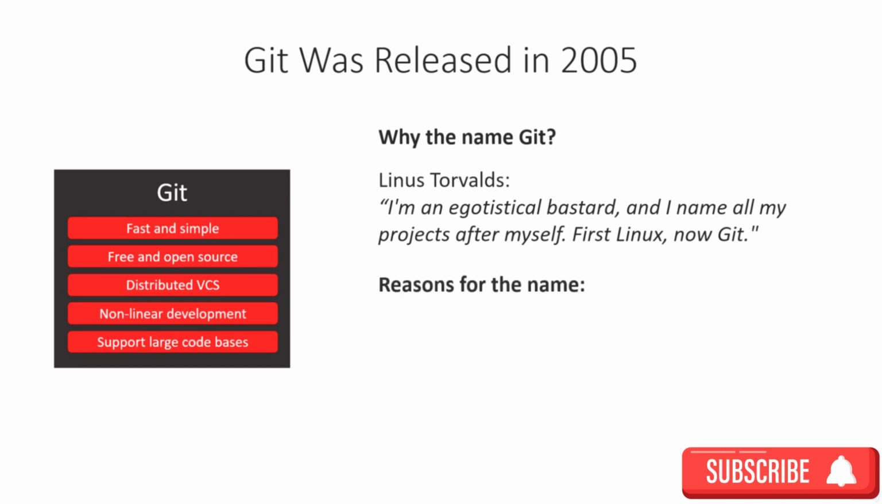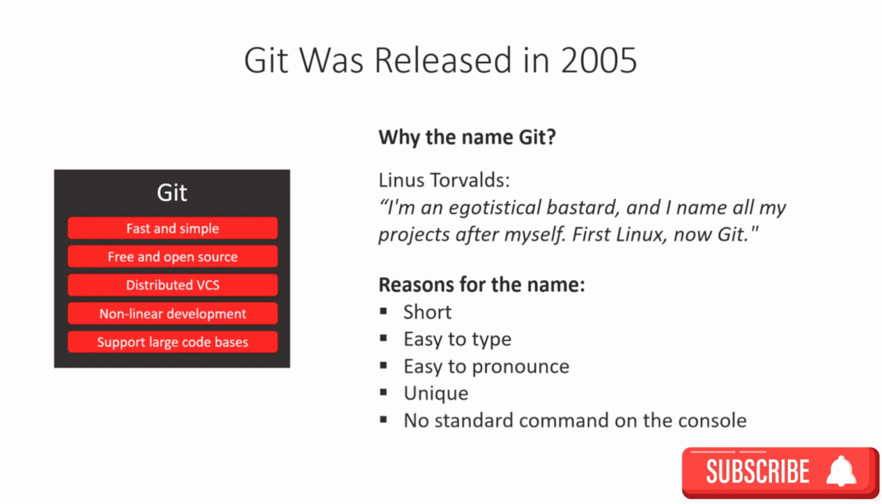But actually, there were some really important reasons for the name. It is short and it is very easy to type on a keyboard. It is also easy to pronounce, and it is unique. But most importantly, Git was no standard command on the console. These reasons made the name Git perfect for a command line tool.